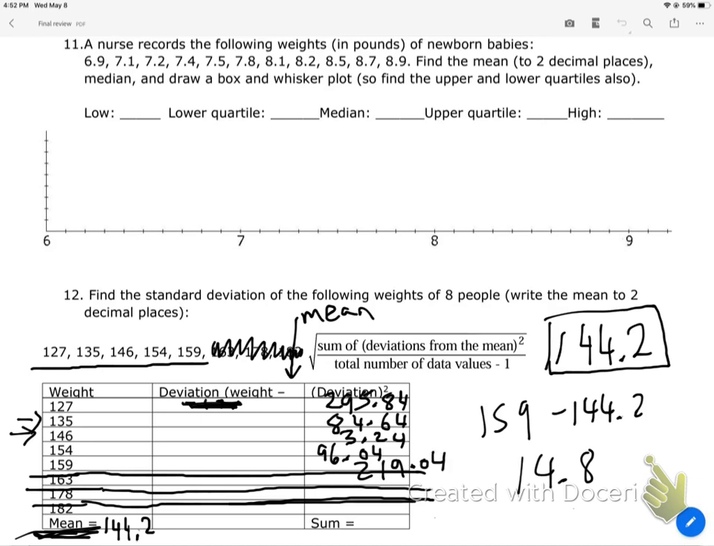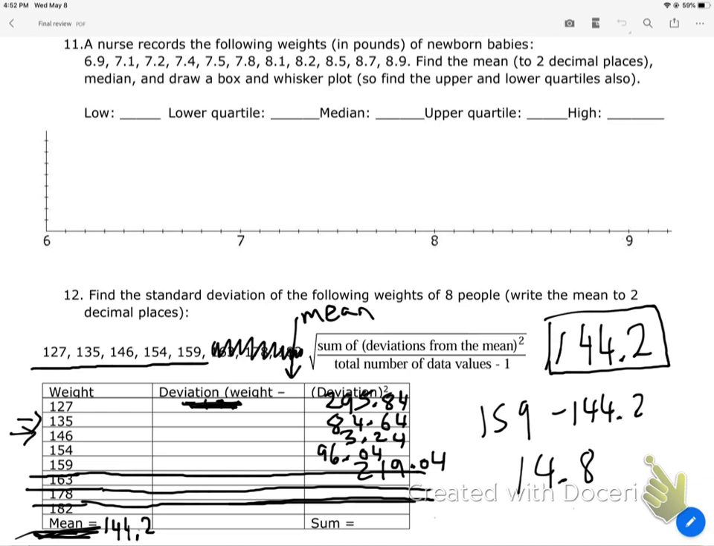Okay, let's add all that column up. 295.84 plus 84.64 plus 3.24. Excuse the dogs. I bet my wife's about to walk in.